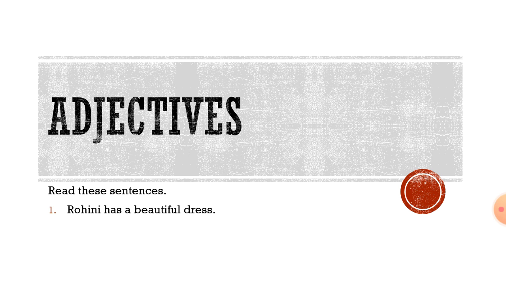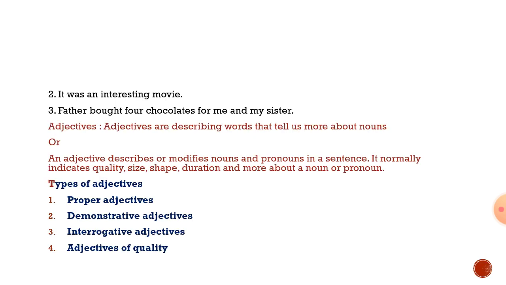Read these sentences. First is Rohini has a beautiful dress. It was an interesting movie. Third is father bought 4 chocolates for me and my sister. In these sentences, the words beautiful and interesting tell us about the kind of dress and movie, and the word 4 tells us about the number of chocolates.